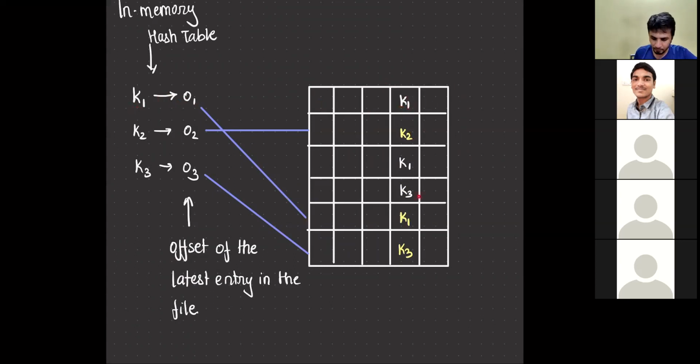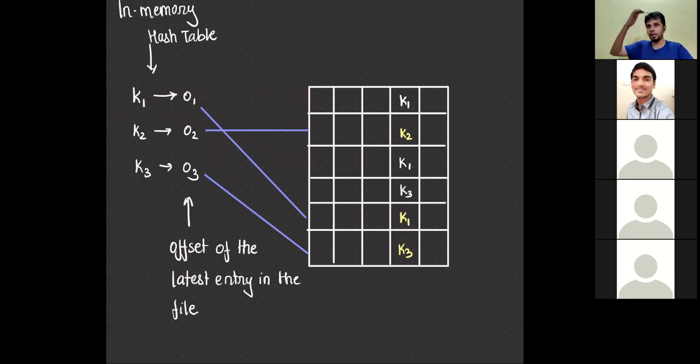So anytime the entry gets updated, you have just one in-memory hash table where all of your keys are stored, against which offsets are stored. So let's say I've written key K1 here. First it would be key K1 pointing to this location. Then I wrote K2, so K2 would point here. Then I wrote K1 again, so my K1, which was pointing to this location, would now point to this location.